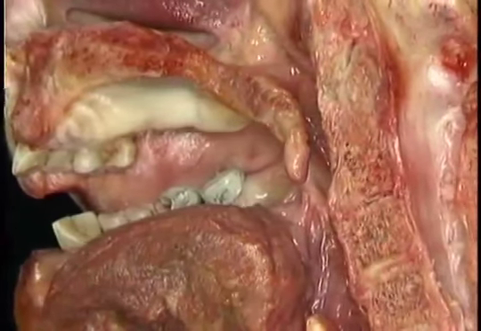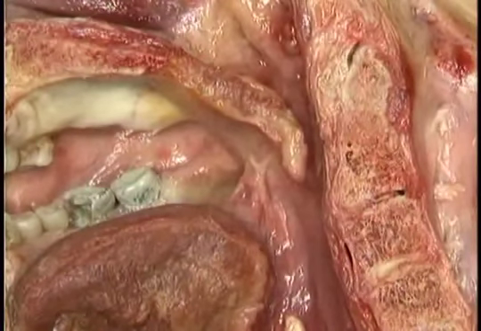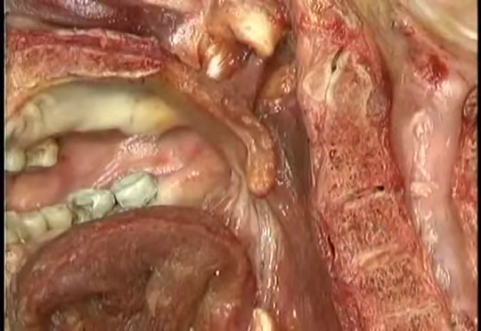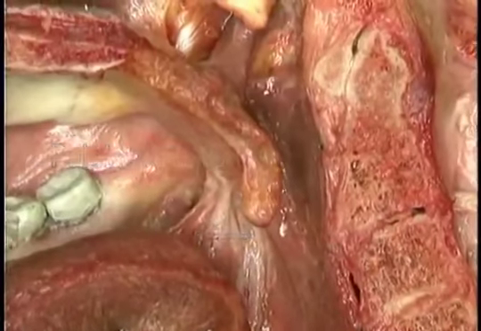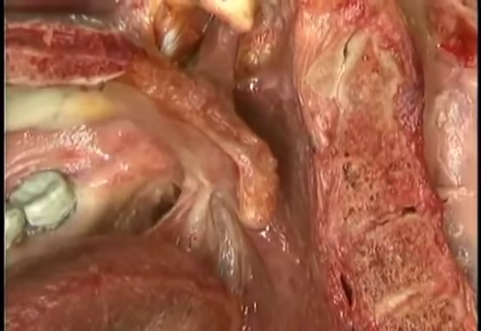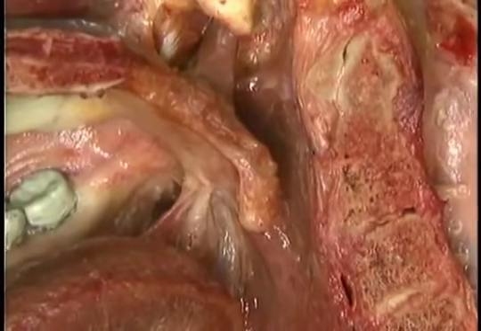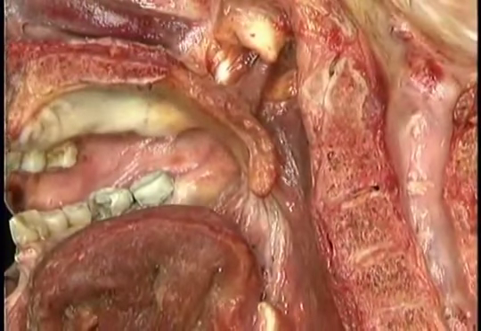The muscles of the palate that we haven't seen yet lie directly beneath the mucosa, which we'll remove. Here's palatoglossus. It arises here from the palatal aponeurosis and passes downwards and forwards to insert on the side of the tongue. Palatoglossus pulls the soft palate downward and forward.